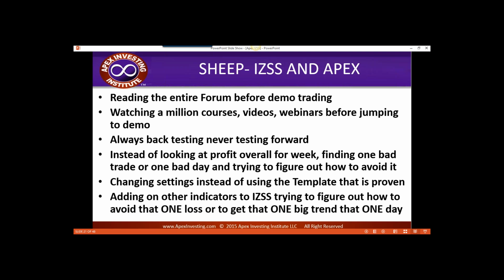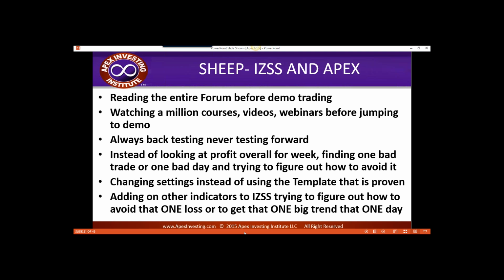live, okay? Or the sheep also, like we just said, instead of looking at profit for their overall week, they're finding that one bad trade or that one bad day where, hey, I took an iZone sharpshooter setup and it went against me. It hit 3 ticks above or below that MVP. It went against me, or that one day there wasn't a whole lot of, I'm stuck on that. Instead of looking at the system overall. What else does a sheep do?